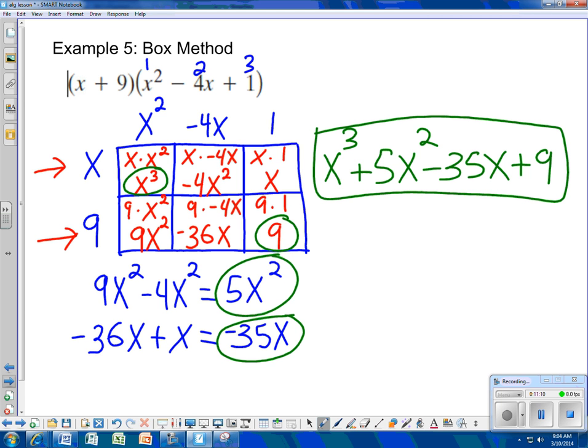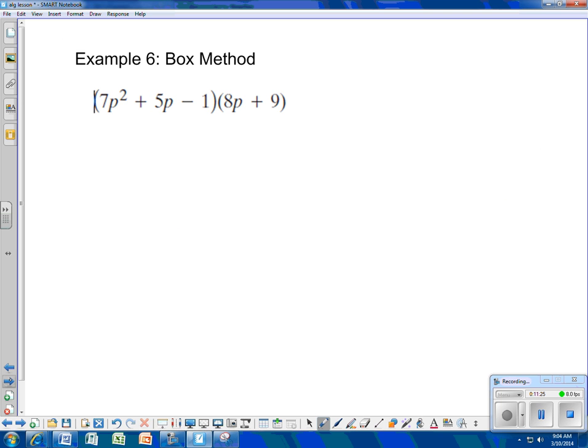The box method is typically used when you have 2 or 3 parts in a parenthesis, like we did in this example. Now have you try example 6 on your own. So go ahead and try this example on your own using the box method, and then we will discuss it.